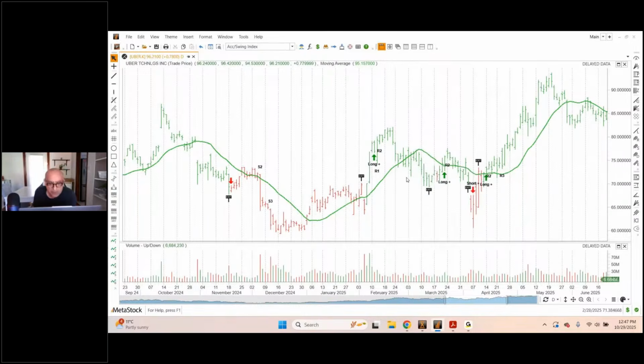So that stop loss looks like it gets hit, if I zoom in, right there at 73 and change. So entry, 76 and change, exit 73 and change. Okay. Another long here. Now this one is not a valid long because we haven't broken these highs here. So we stay out of this trade.